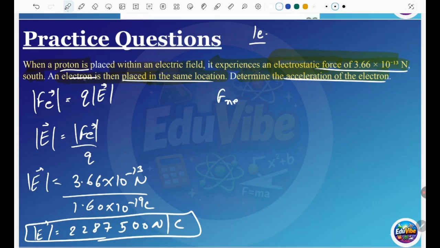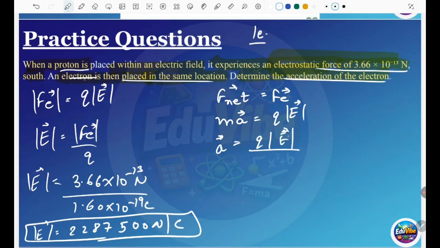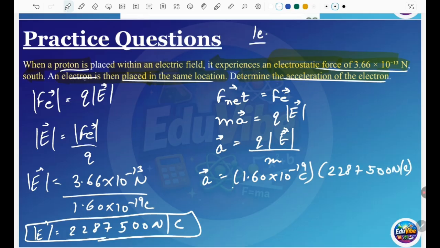Also, you know that the net force is equal to the electrostatic force. So the net force is mass times acceleration, and this is equal to Q times the electric field. So the acceleration is equal to Q times the electric field divided by the mass. Now this is all about the electron. The electron's charge is 1.6 × 10^-19 coulombs, the electric field we already found, and the mass of the electron is 9.11 × 10^-31 kg.